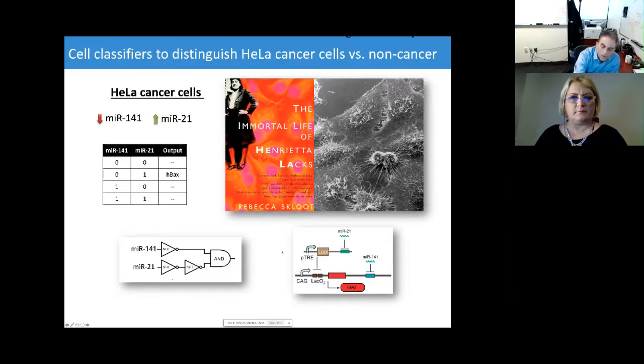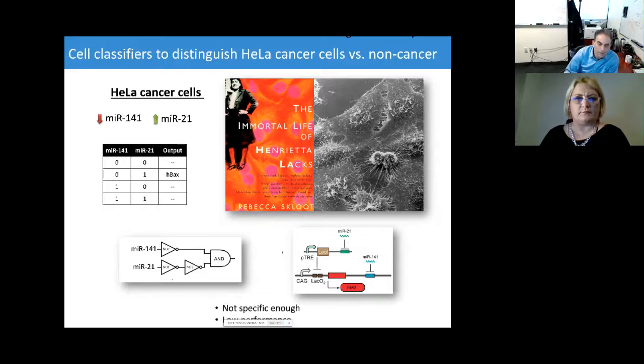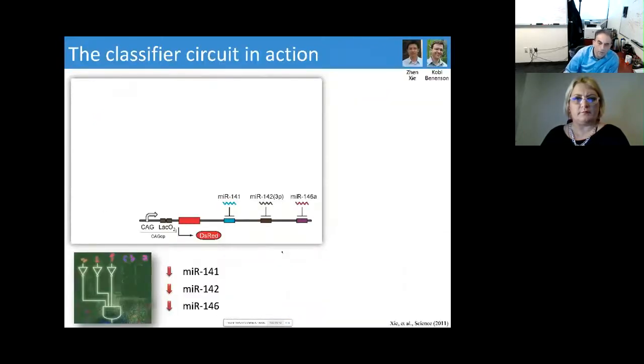And so, again, just for the sake of time, I won't get into the details of how this works, but this genetic circuit can detect that and activate the alpha protein when microRNA 21 is high and 141 is low. Turns out that that's not enough. So we need to actually create even more complex circuits.